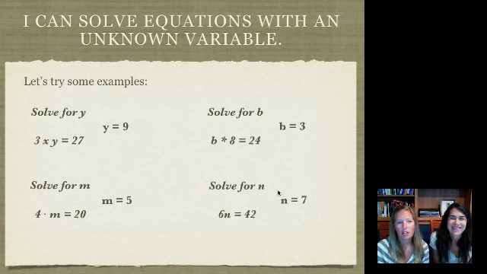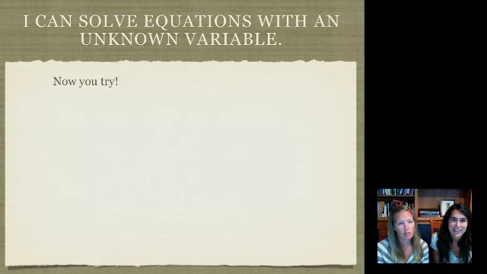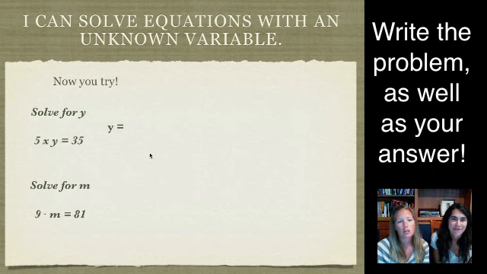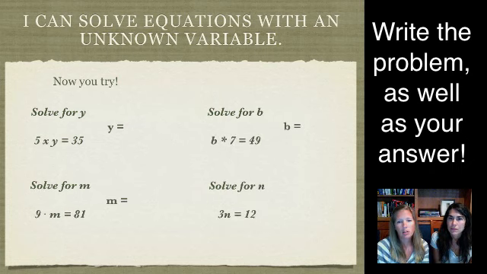Yeah, for sure. All right, so the next part is you trying. So I'm going to put 4 problems on here, and they're done in the four different ways that you do multiplication, and then I want you to write the equation. So you would write 5 times y equals 35, then you're going to solve for y. Then you're going to write y equals the answer, which I'm not going to tell you because you're going to figure it out. And so the other ones I'll just put right up here. So when you're done, you're going to have this copied and this with the answer. These ones copied with the answer, these ones, and these ones.